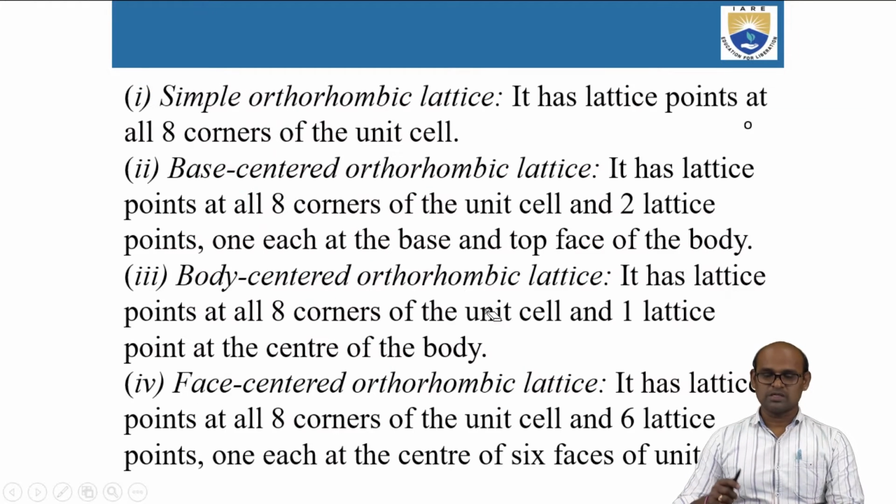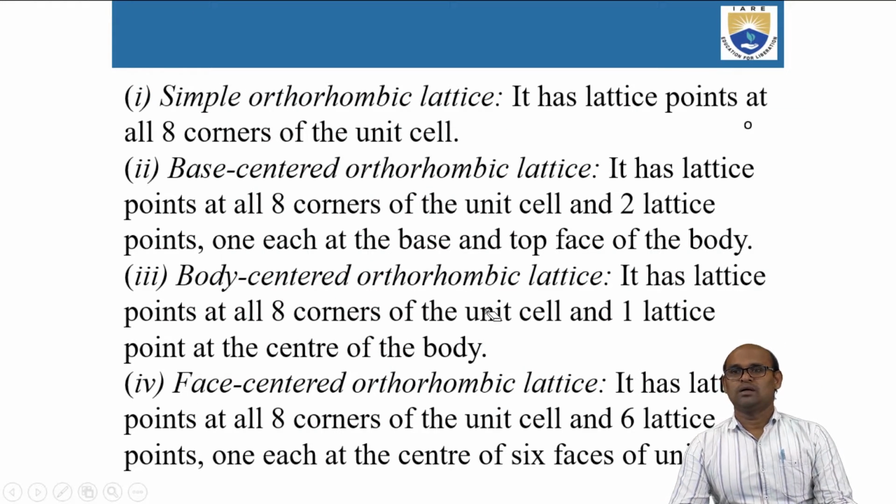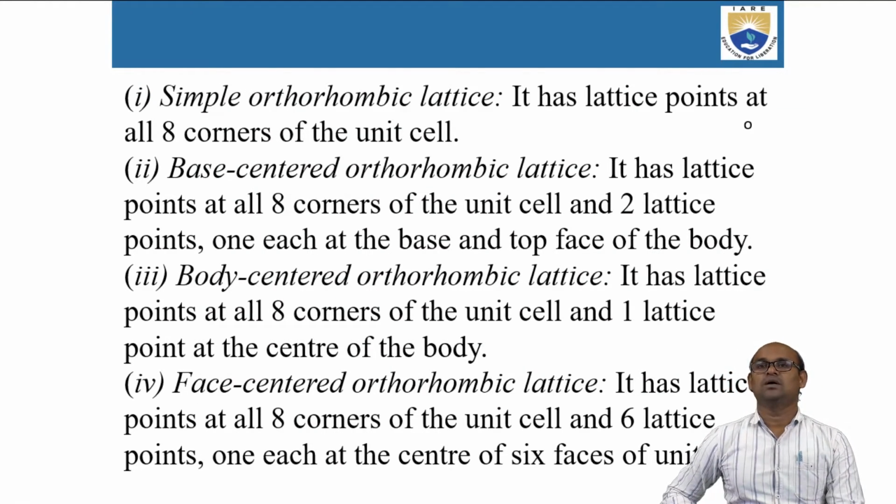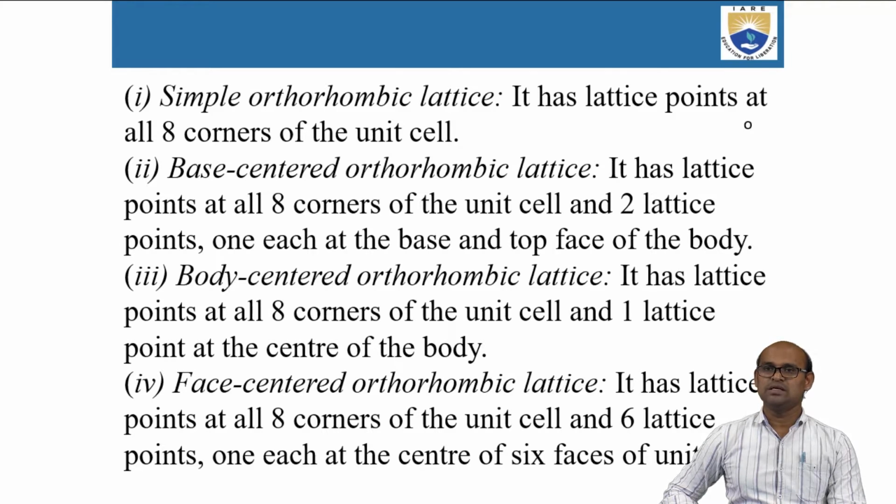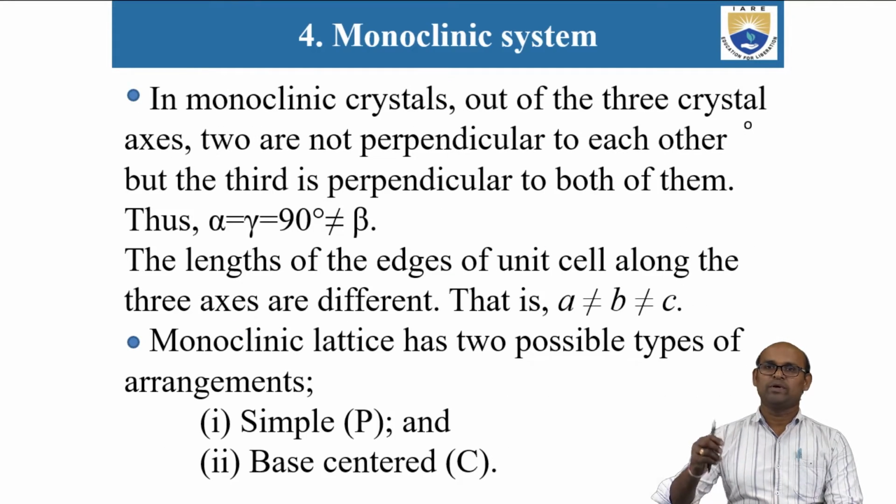So the orthorhombic system has 4 different types of arrangements: simple orthorhombic, base-centered orthorhombic, body-centered orthorhombic, and face-centered orthorhombic. Out of 4, you have 1 primitive and the remaining 3 are non-primitive unit cells.